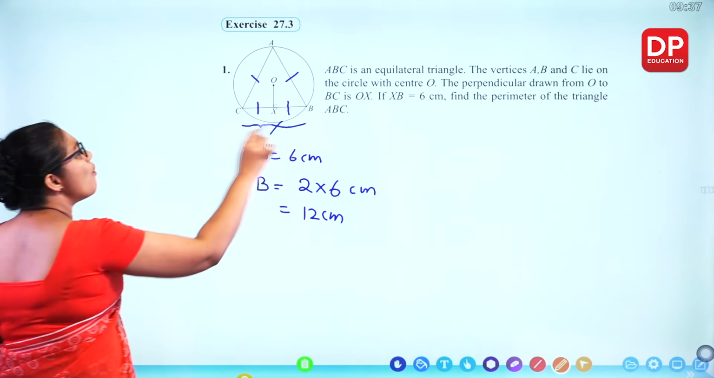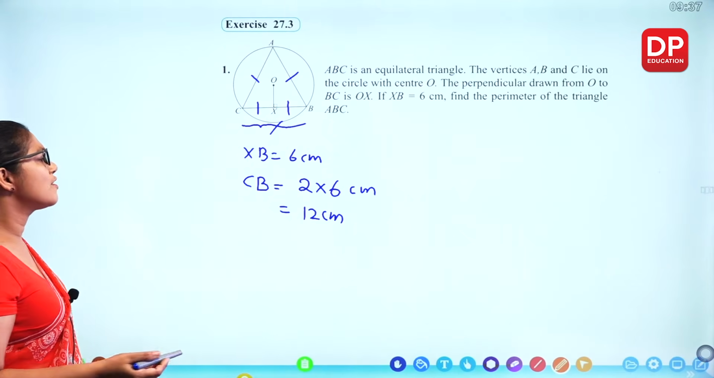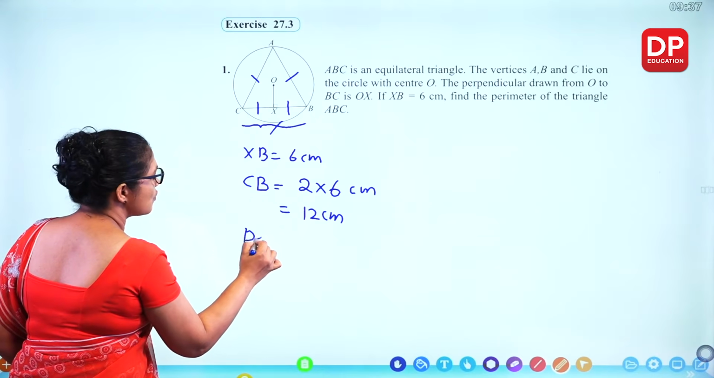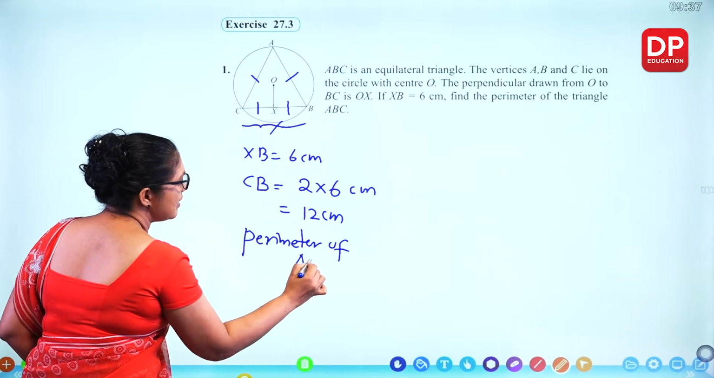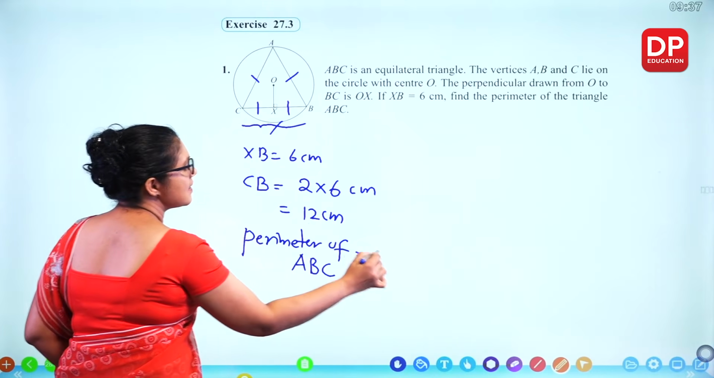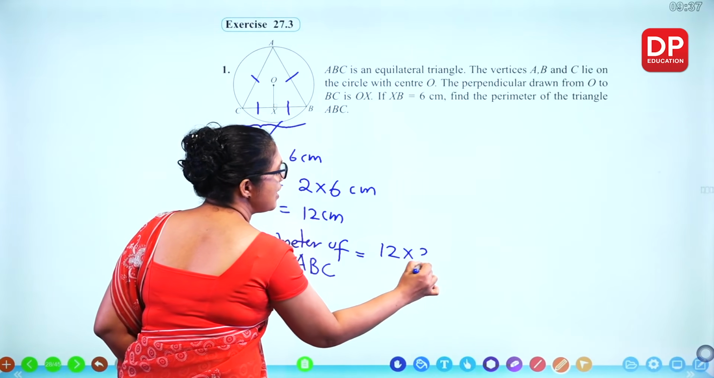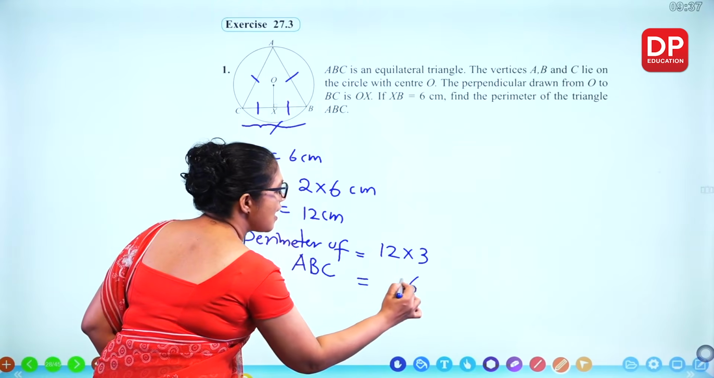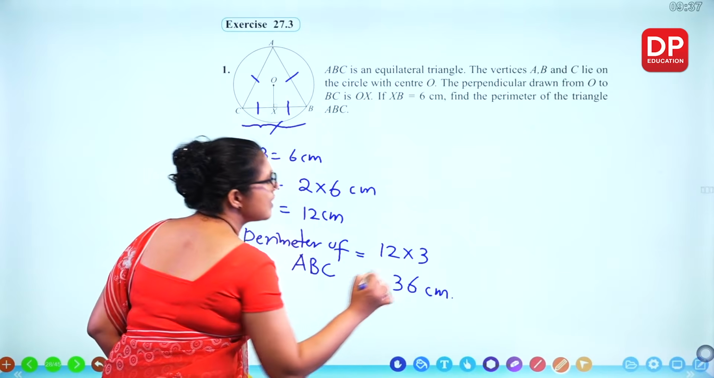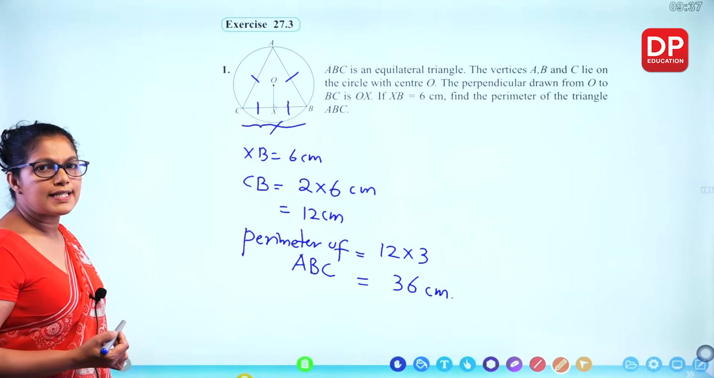Now we know one side is 12 centimeters. So what's the perimeter? So perimeter of the triangle ABC is 12 into 3 because this is an equilateral triangle. So the answer is 36 centimeters.